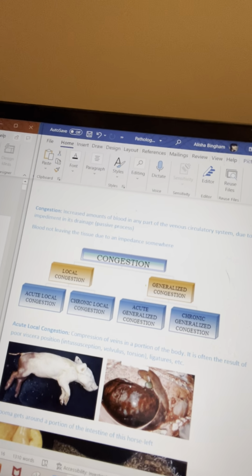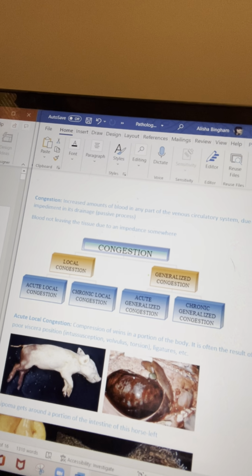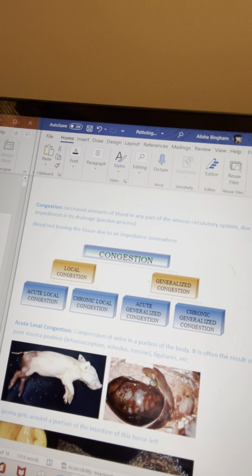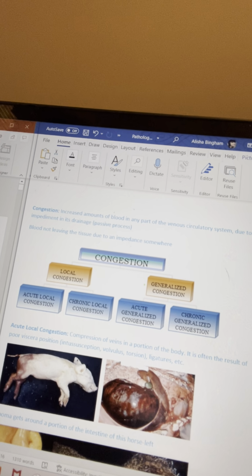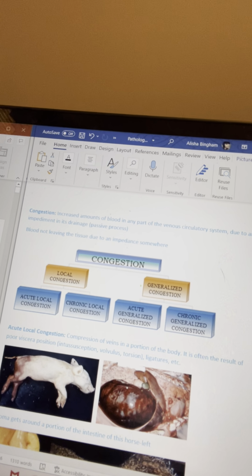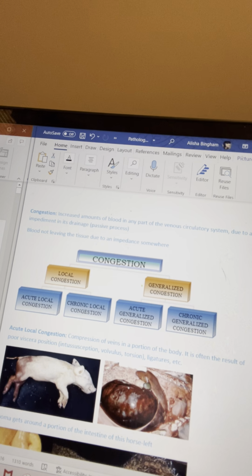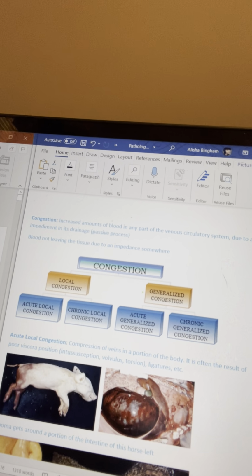Now getting into congestion, which is the increased amounts of blood in any part of the venous circulatory system due to impedance in its drainage. So this is a passive process. So blood's not leaving the tissue due to an impedance somewhere else. So congestion's also broken down here. So we have local congestion and generalized congestion. Local congestion is further broken down into acute local congestion and chronic local congestion. And generalized congestion is broken down into acute generalized congestion and chronic generalized congestion.